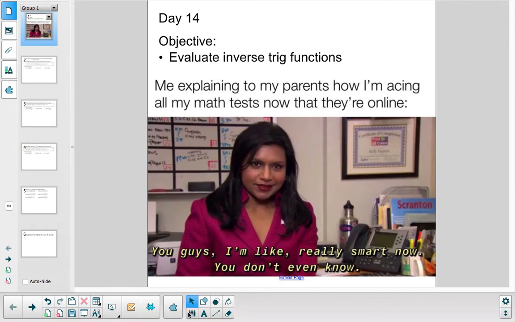Good morning, everybody. Today we're going to go over more inverse trig functions and evaluating them, making sure that you're getting the correct answer, and just how to navigate through these questions, especially when you start plugging a trig function into an inverse trig function and the opposite way around. But just kind of getting used to this idea even more.